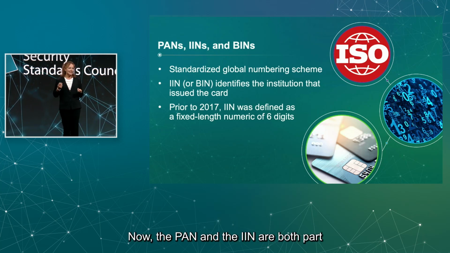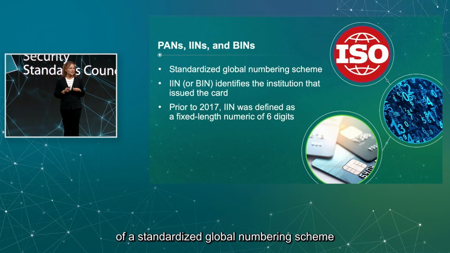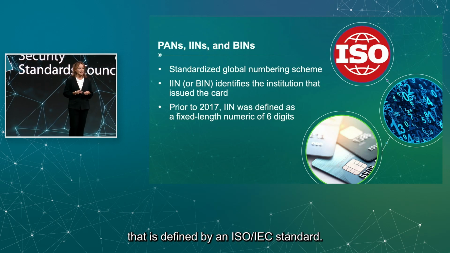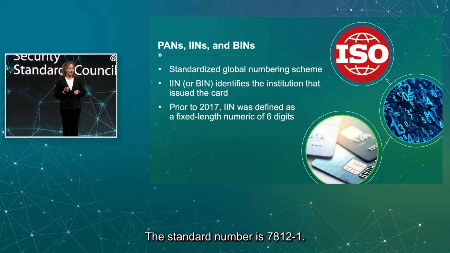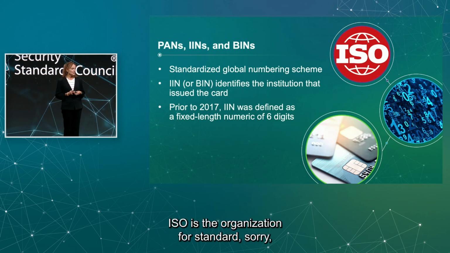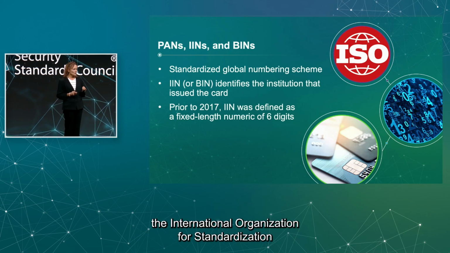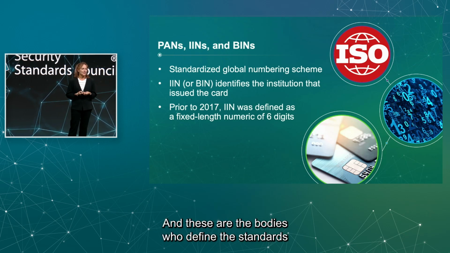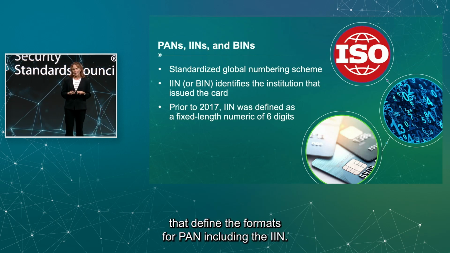Now, the PAN and the IIN are both part of a standardized global numbering scheme that is defined by an ISO IEC standard. The standard number is 7812-1. ISO is the International Organization for Standardization, and IEC is the International Electrotechnical Commission. These are the bodies who define the standards that define the formats for PAN, including the IIN.